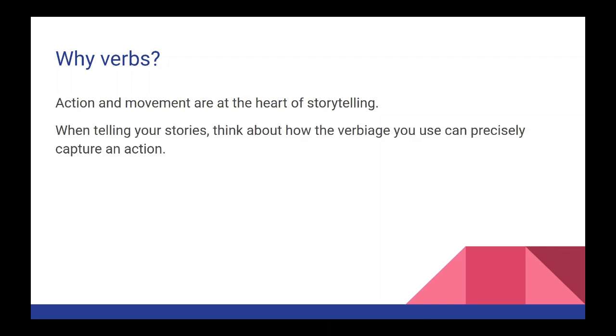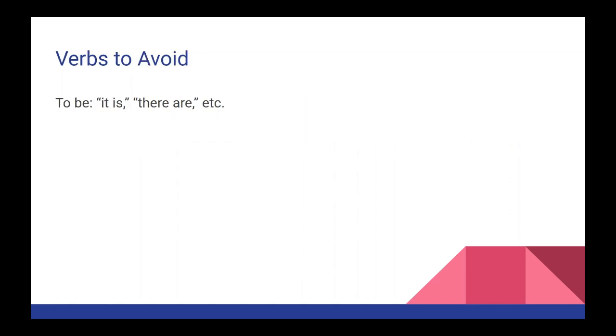And so when you're telling your stories, you really want to think about how the verbiage you use can, as precisely as possible, capture actions that are taking place. So I've got a list of verbs that it's worth avoiding the more often. This does not mean that these are universally to be reviled, or that if you ever use them you've done something inherently wrong, but usually there is some better option for how you're structuring and selecting the language that you use.